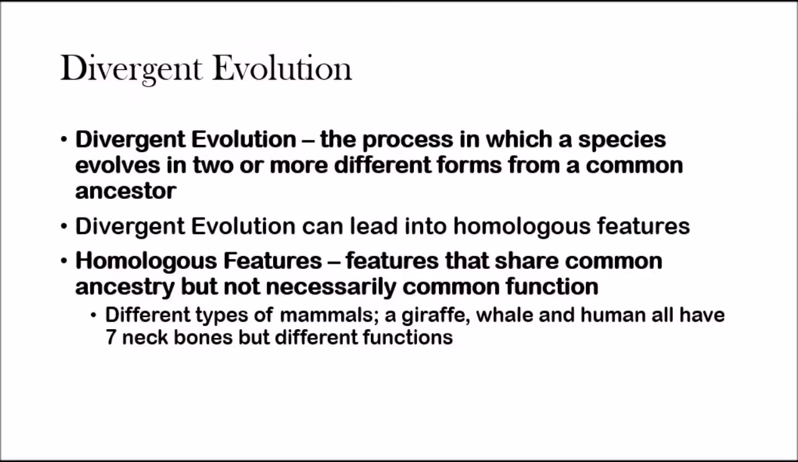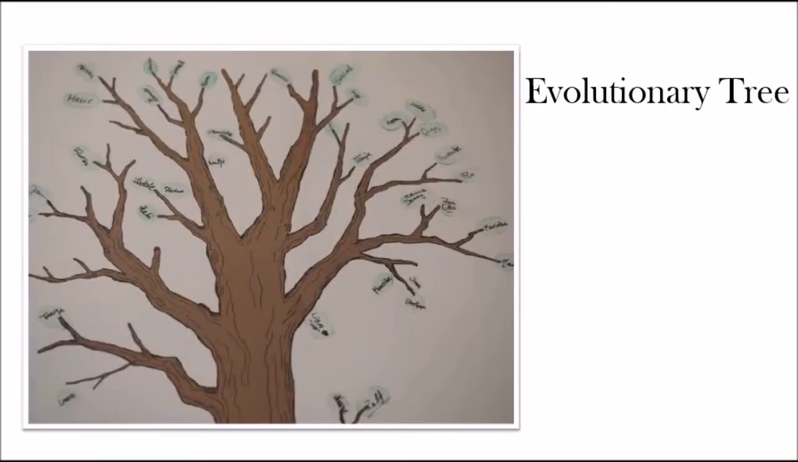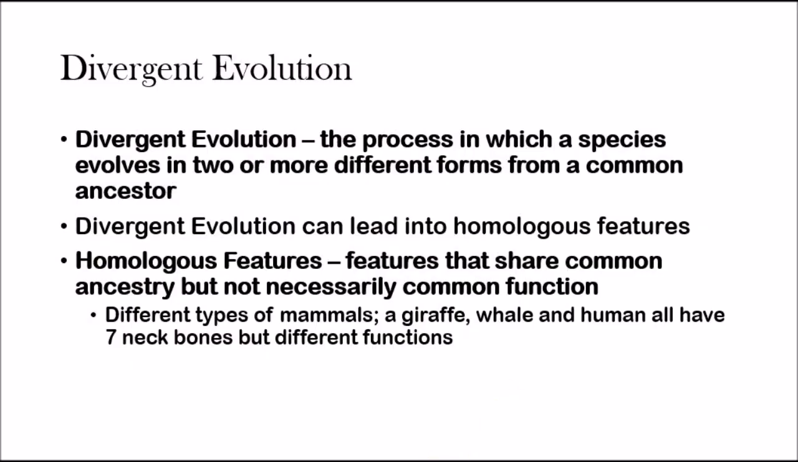Now there's two types of evolution that you need to understand: divergent evolution and convergent evolution. Divergent evolution is the process in which a species evolves into two or more different forms from a common ancestor. So divergent evolution would be like this right here, a common ancestor slowly evolving into different species like a tree. So divergent evolution can lead into these homologous features, which you've already seen before. And again, we've talked about homologous features, so I'm not going to describe that again.